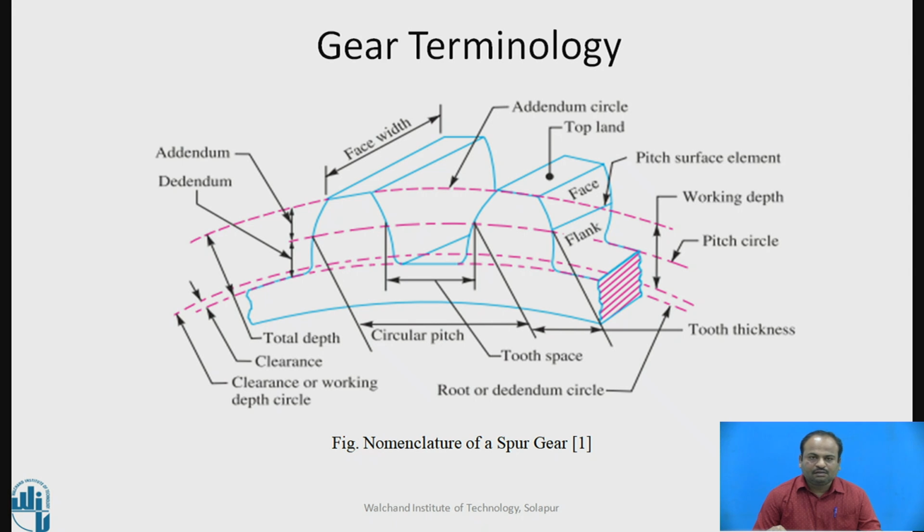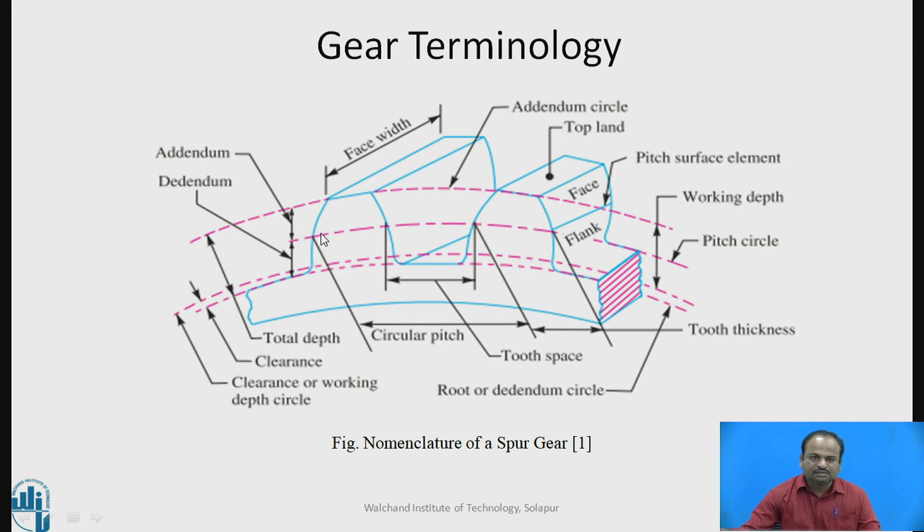Before deriving the beam strength equation for spur gear, we'll understand the gear terminology. Here different terminologies are given, which we have to remember for further consideration. Here there is an addendum and dedendum. Addendum is the distance between the pitch circle and the addendum circle. And what is pitch circle diameter?